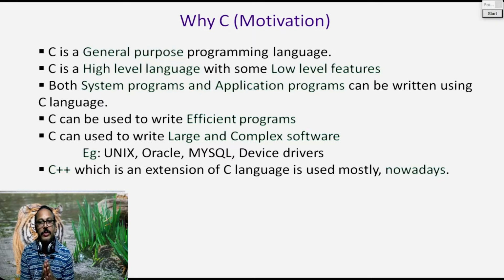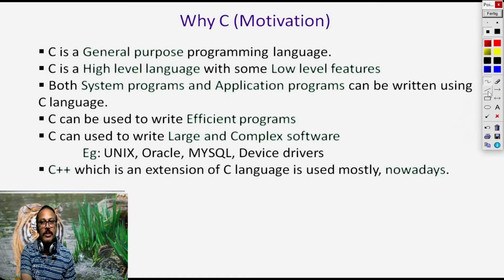There are many issues, many motivations. We'll consider them one by one. C is a general purpose programming language. What do you mean by general purpose? General purpose means it can be used for any purpose actually. That means you will be able to write all kinds of programs. That's the meaning of general purpose.